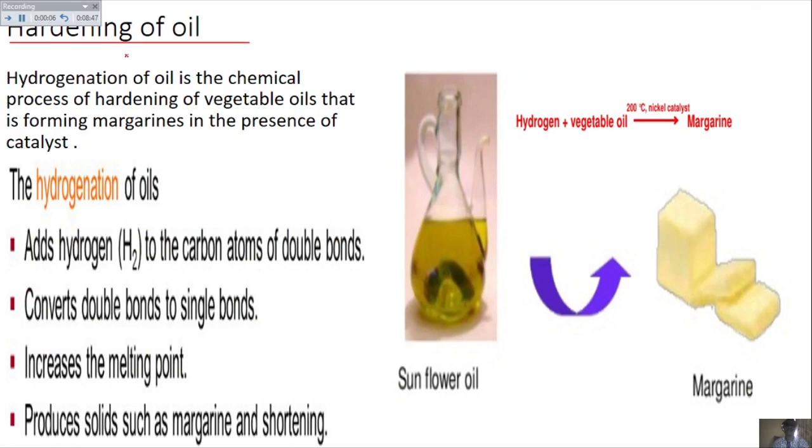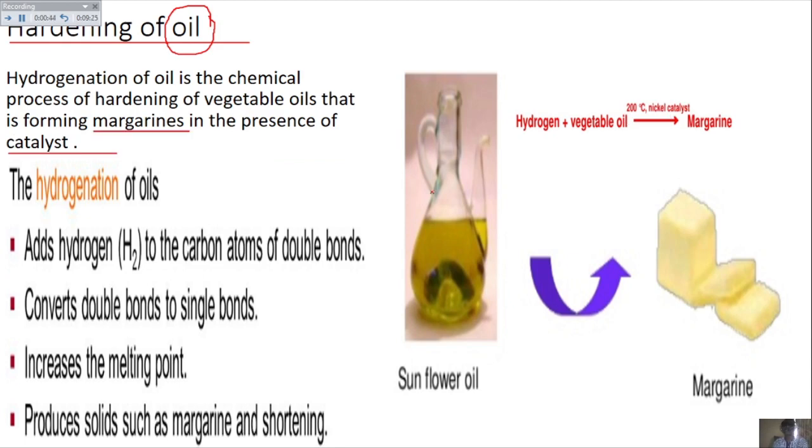We can do this by adding hydrogen to the oil. Why? Because the oil we're talking about contains unsaturated hydrocarbon, and unsaturated hydrocarbon means it has available electrons that it can use to accommodate a chemical reaction. Therefore, hydrogenation of oil is the chemical process of adding hydrogen to vegetable oils, forming margarines in the presence of a catalyst.